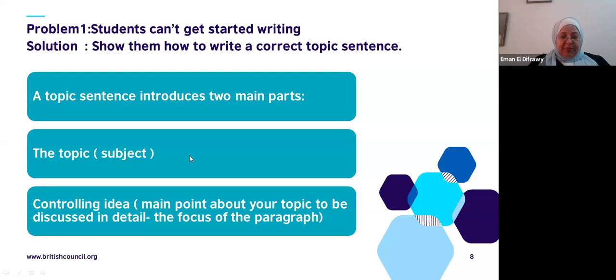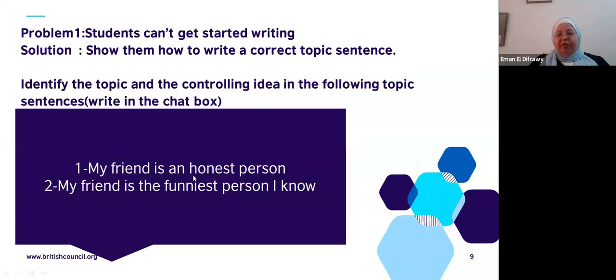So for example, if this is the topic sentence, my friend is an honest person, the students think that they're supposed to write about their friends. They think that their friend is what they should write about, and this is incorrect. So they start to give you irrelevant sentences like my friend lives in Dokki. My friend is 20 years old. He has two brothers and one sister. And this usually happens because they don't understand which part to write about. So they need to understand that they write about how honest my friend is.